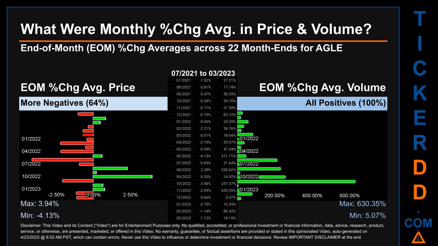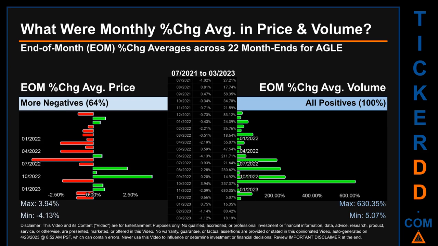What were end-of-month percentage change averages in price and volume for AGLE? The monthly average of percentage change in price and in volume were calculated for each of the 22 month ends. That calculation took daily percentage changes and averaged them for each given month. If a month end came out negative, then it means that the month summarily saw a negative change.